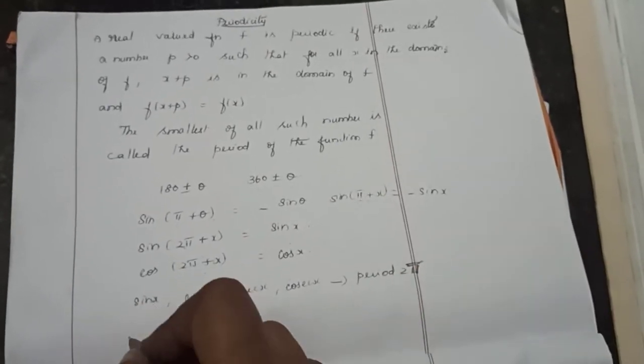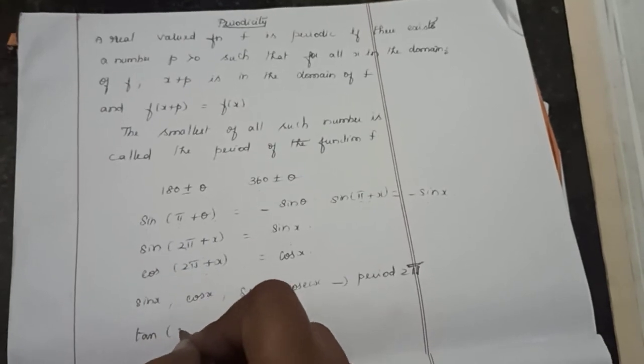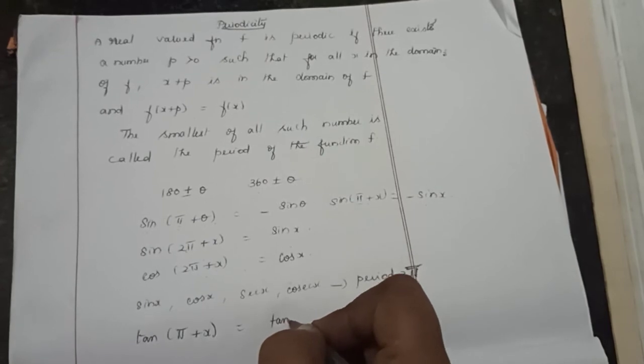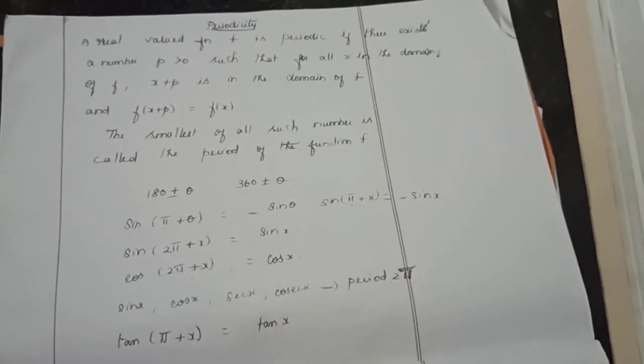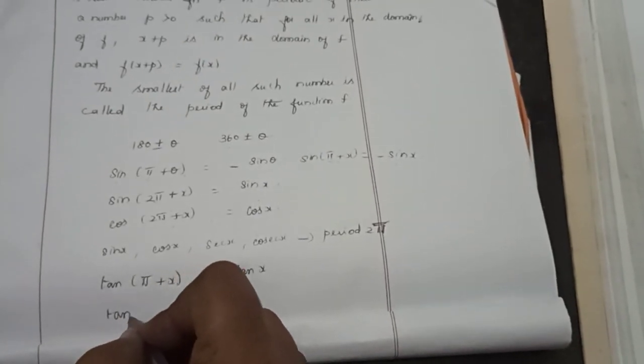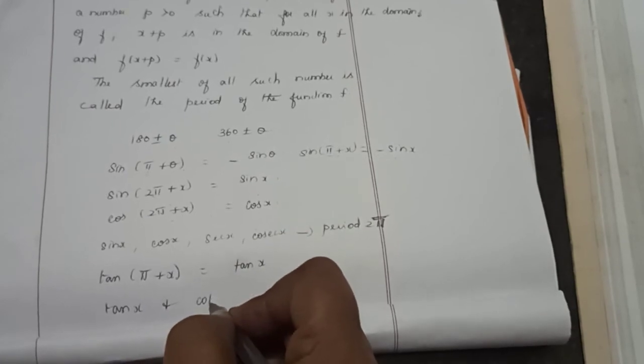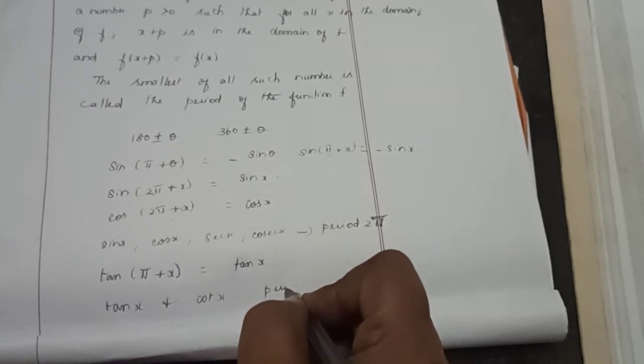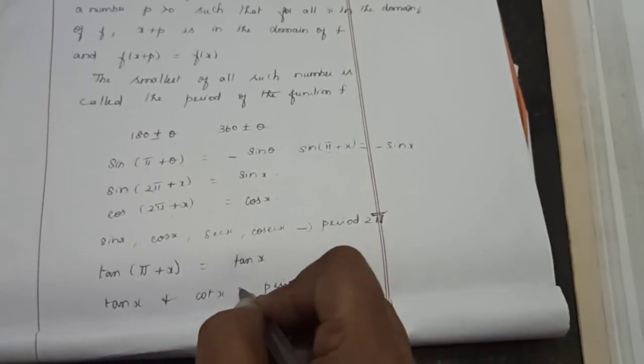But tan is positive in the third quadrant. So, tan pi plus x, trigonometrical ratio will not change, and it is in the third quadrant. So, tan will be positive. So, for tan x and cot x, the period is pi. For tan x and for cot x, the period of the function is pi. So, this is about period of the function. This is 11th portion. Sometimes for one words they can ask. That's why I am teaching you this.